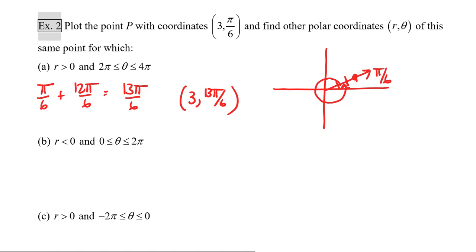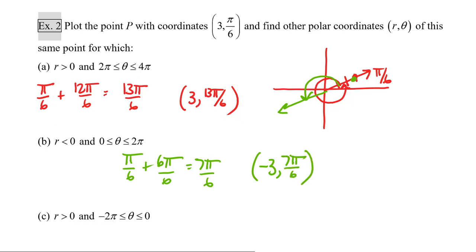For part B, we want to have a negative radius, and theta needs to be between 0 and 2 pi. So if I want to describe this point right here using a negative radius, that means I have to have an angle that is 180 degrees opposite. So if I were to add pi to pi over 6, then I could use a negative 3 for my radius. So I'll take pi over 6 and I'll add pi, or 6 pi over 6, and I get 7 pi over 6, which is between 0 and 2 pi, and I will describe this point as negative 3 and 7 pi over 6.